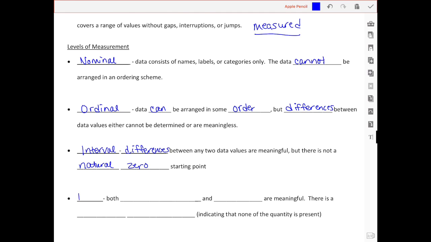And we've got ratio. Both your differences and ratios are meaningful. There is a natural zero starting point, which just indicates that there is 0 of an item. There's nothing of that quantity present.